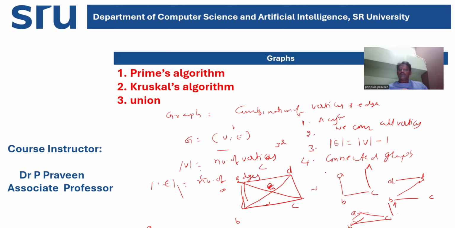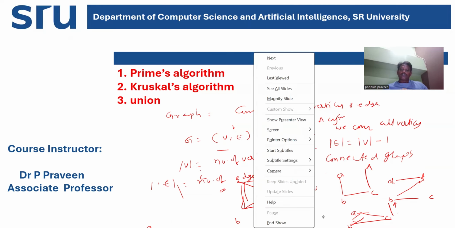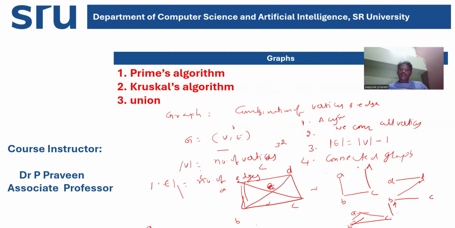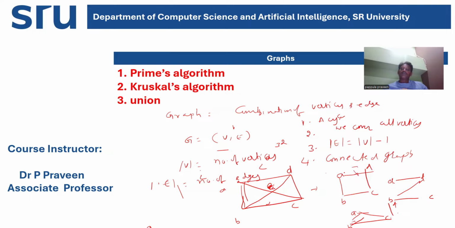Now here, the first one, is it a cycle or not? What is a cycle? If the source is equal to the destination, the starting vertex is equal to the ending vertex. Suppose you start with A and come back to A, then A is the source and the destination is also A. No, so this is acyclic. There is no such edge here.